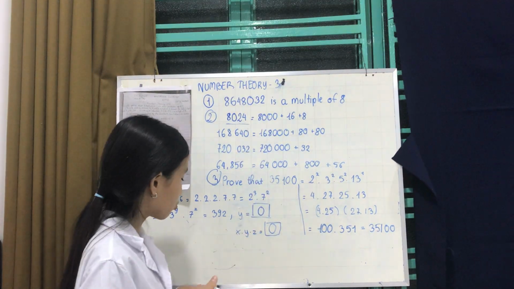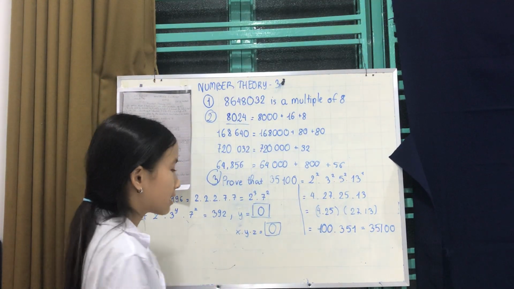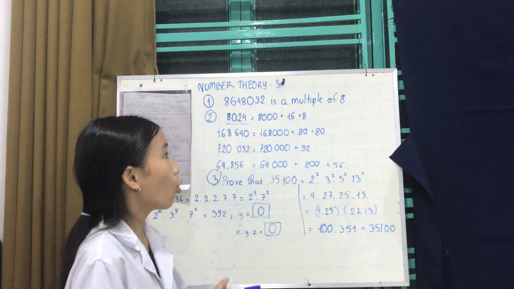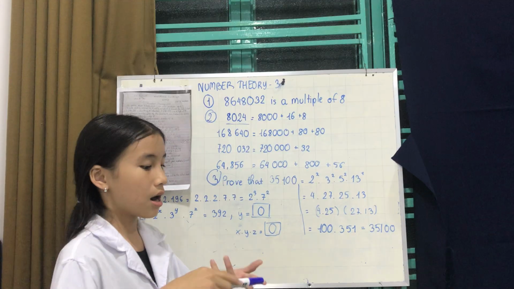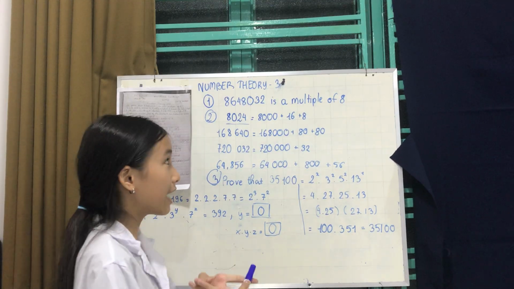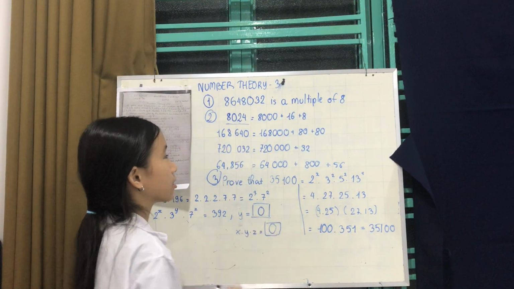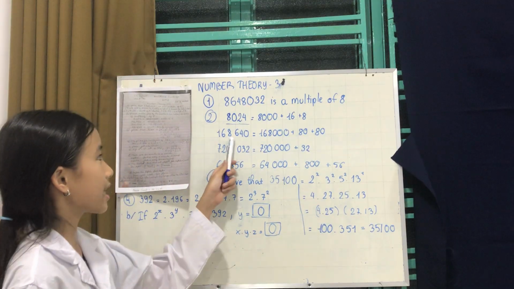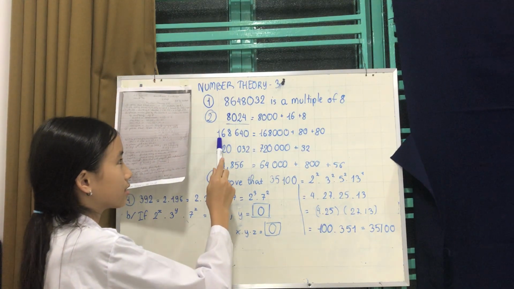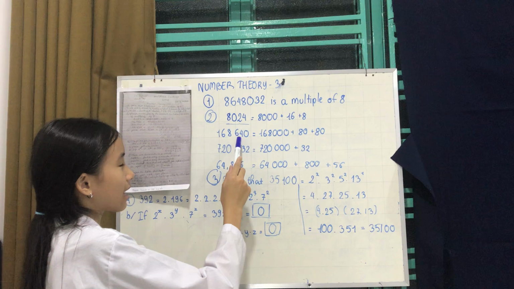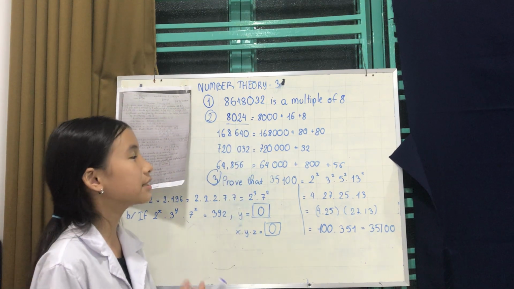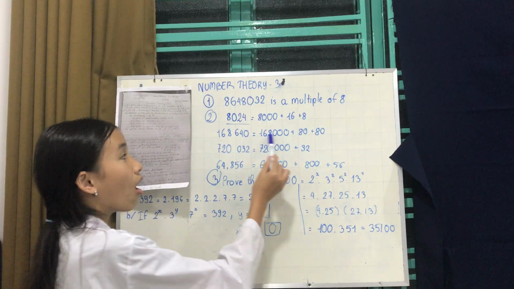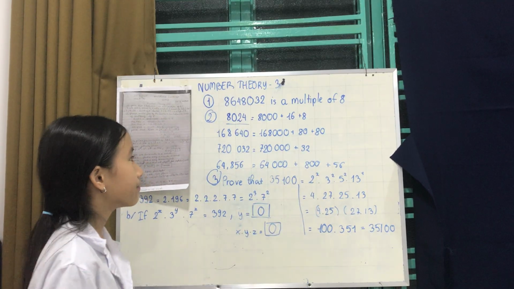8,024, and this will equal 8,000 plus 16 plus 8. Or we can say 8,000 plus 24, because those two are multiples of 8 and they add up to 8,024. Same goes with the second one, which is 168,640. This will equal 168,000 plus 80 plus 80, and these are all multiples of 8.